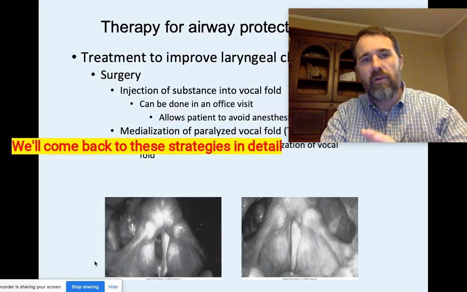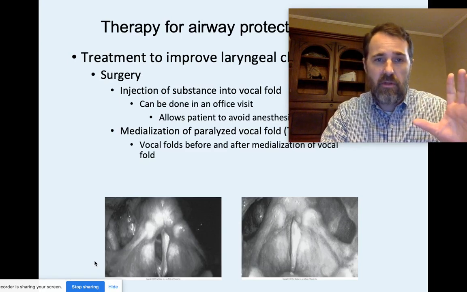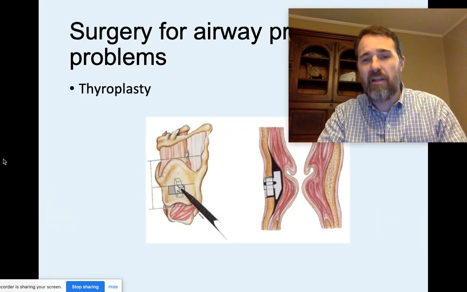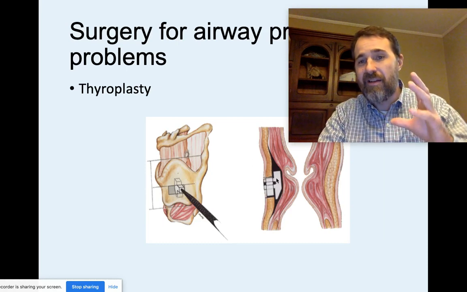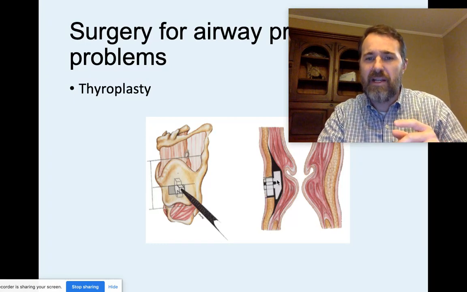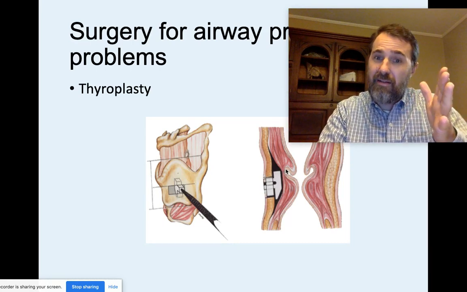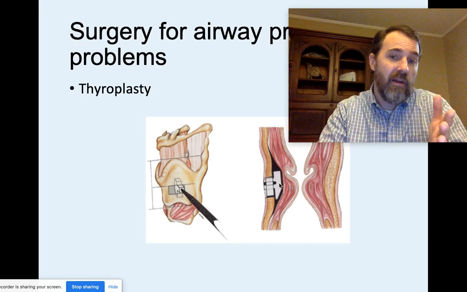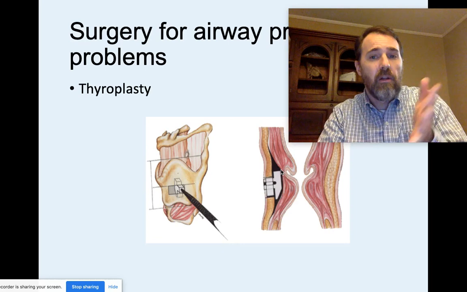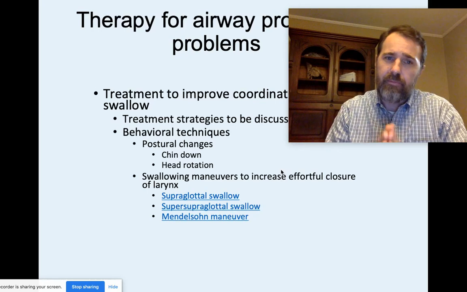I'm going to skim over this information on surgery, which is a thyroplasty. Basically, they just go in and they either inject something or put a little plastic device in there to create a bump where there used to be a vocal fold, or to help pull the paralyzed vocal fold closer to midline for appropriate adduction.